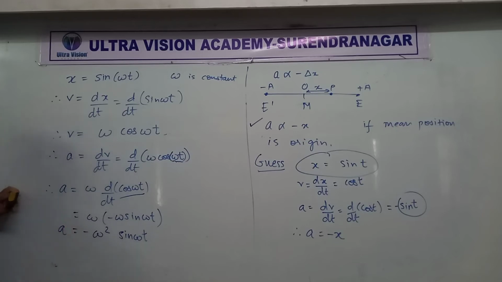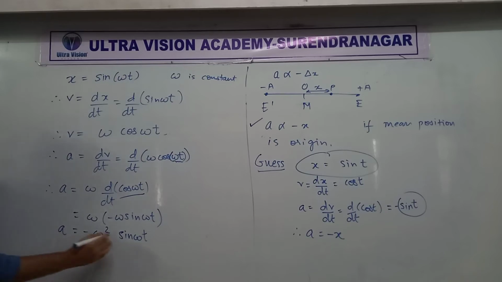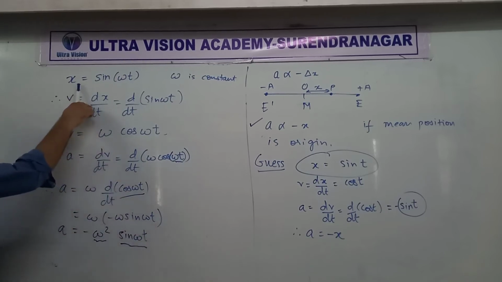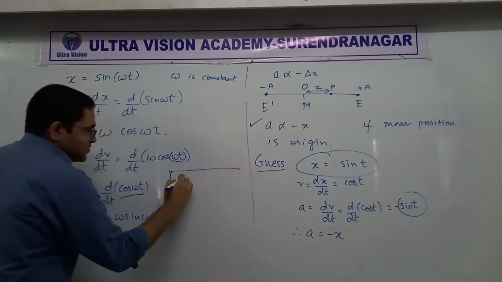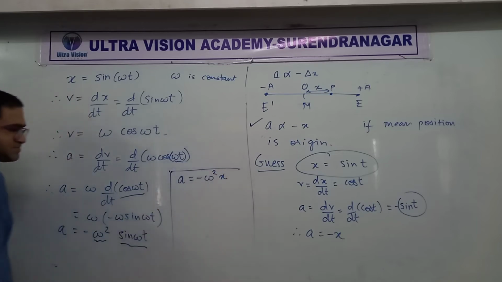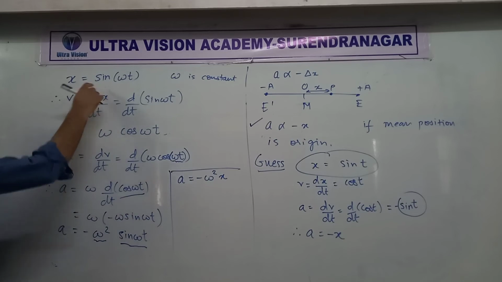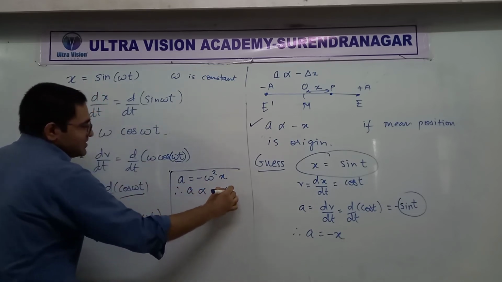Here also, we are getting this kind of behavior. Let's see why. Omega squared is a constant, isn't it? Because omega is constant, omega squared is constant. But what is sine omega t? It is x. So, based on this equation, do you realize that here also I can write A is equal to minus omega square x, and because omega is constant, I can write this.